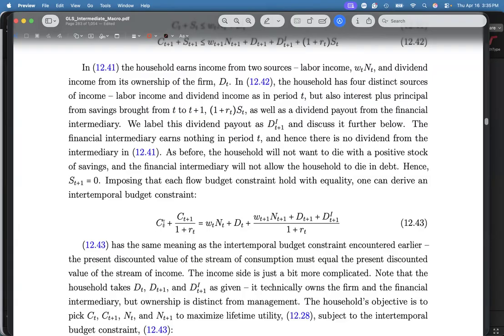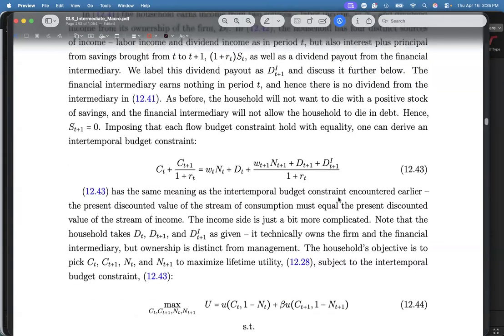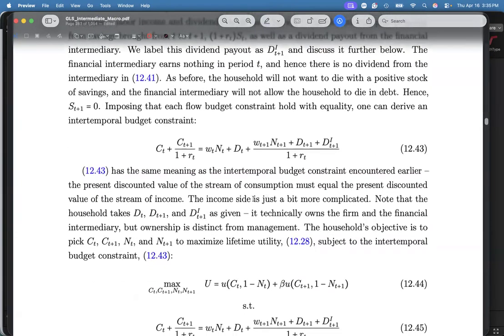This is just the present value of consumption on the left-hand side. The right-hand side is the present value of your income. So this is your income today, and this happens to be your income tomorrow. Notice it has an extra DI here from the financial system dividend payout. But then you have to divide it by 1 plus R because you're going to turn that into a present value. So the interpretation is the same. PV of consumption equals PV of income. The income side is more complicated, yes.